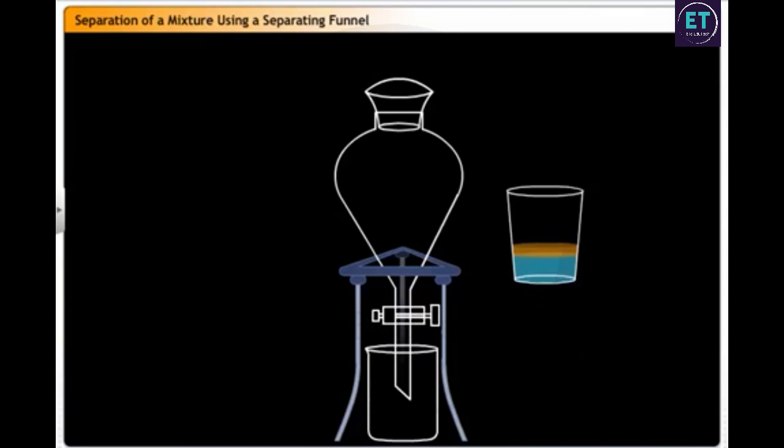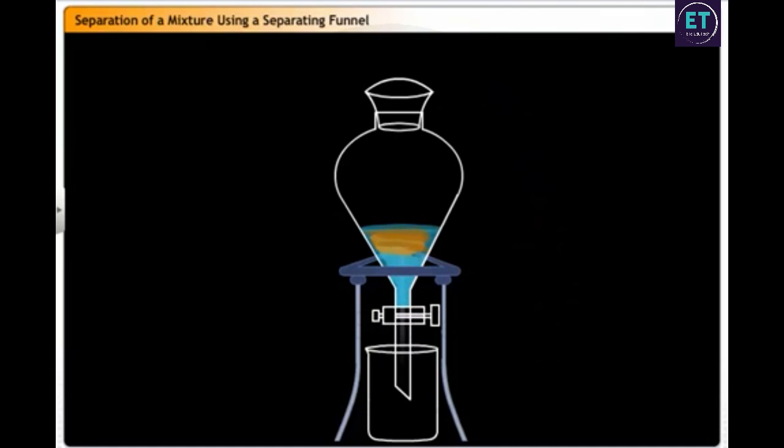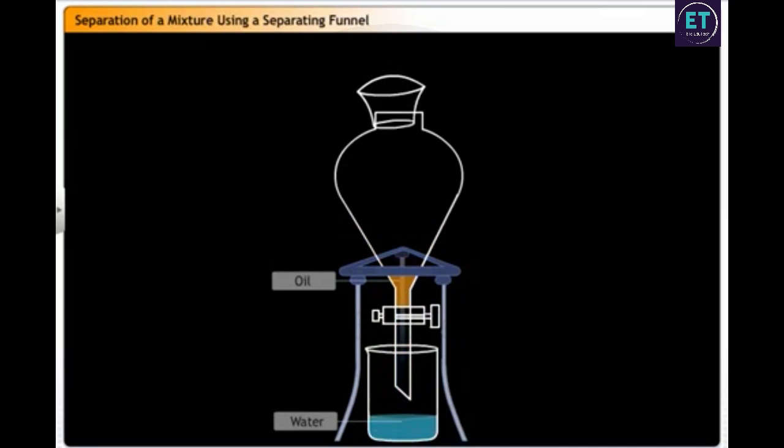Pour the mixture into the separating funnel with the tap closed. Let the mixture stand undisturbed for some time. Two layers separate out. Oil being lighter forms the top layer and water forms the lower layer. Remove the stopper and open the tap to run the water layer into a beaker. You will be left behind with just the upper layer of oil.